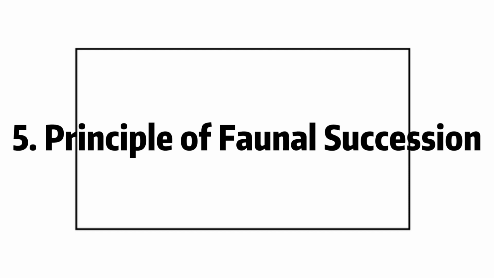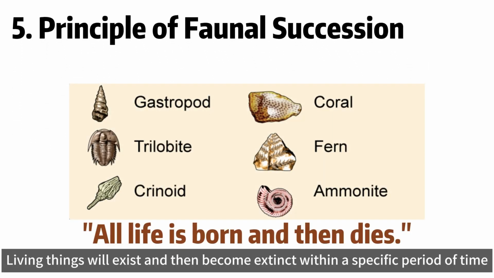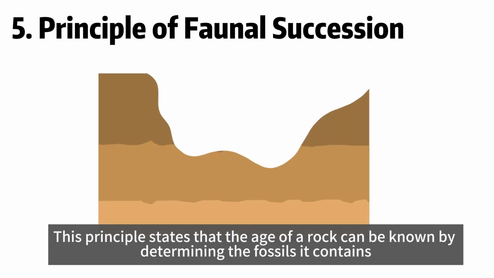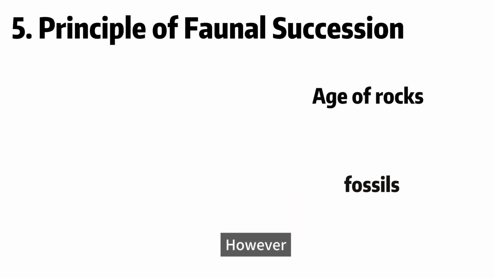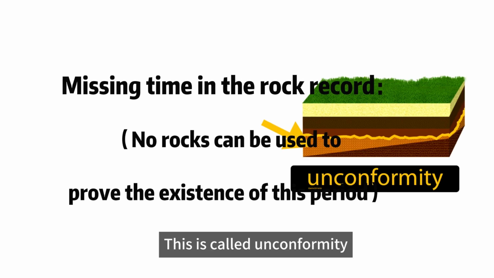And the fifth, principle of faunal succession. Living things will exist and then become extinct within a specific period of time. This principle states that the age of a rock can be known by determining the fossil it contains. However, there is missing time in the rock record. This is called unconformity.